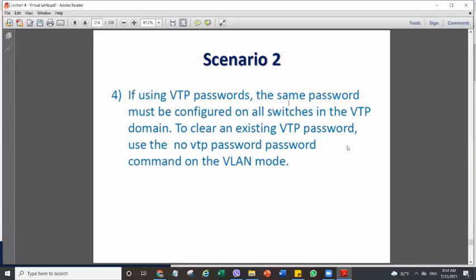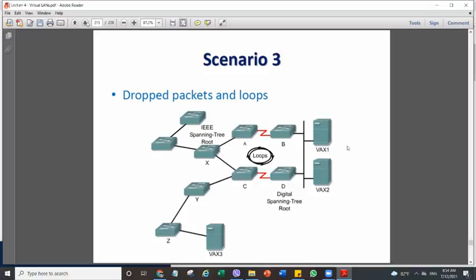If using a VTP password, the same password must be configured on all switches in the VTP domain. VTP password should be the same for all the devices. To clear the existing VTP password, use the no vtp password command in VLAN mode. Yeah, you can do that.